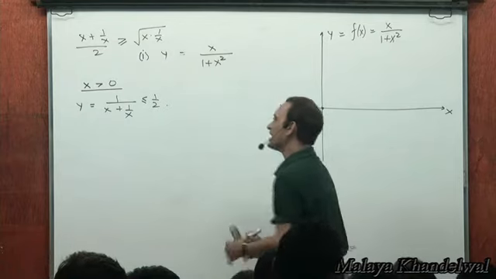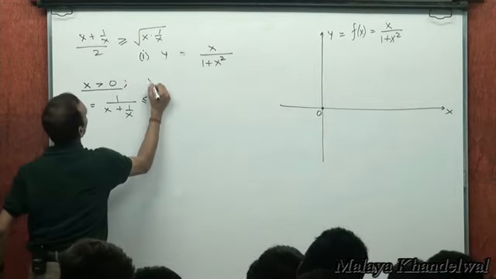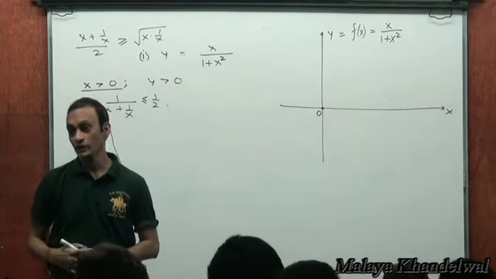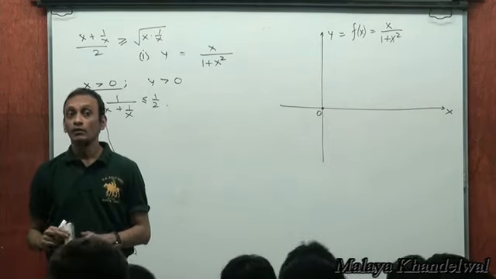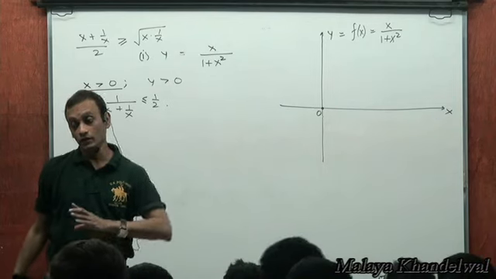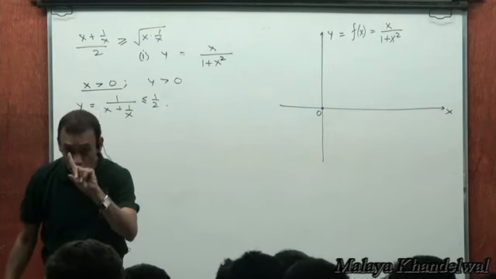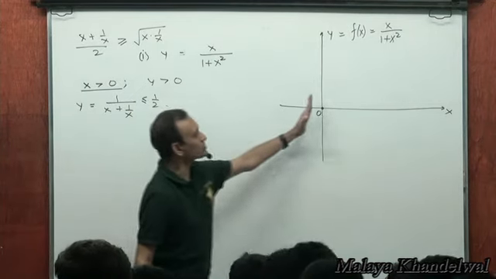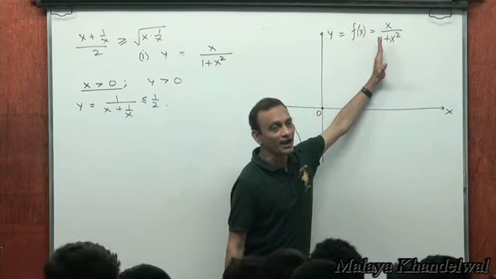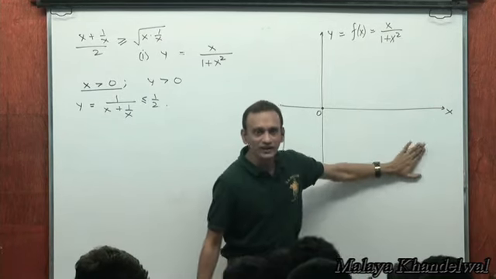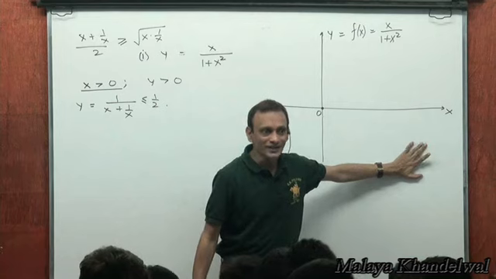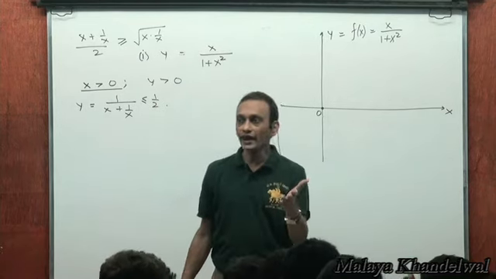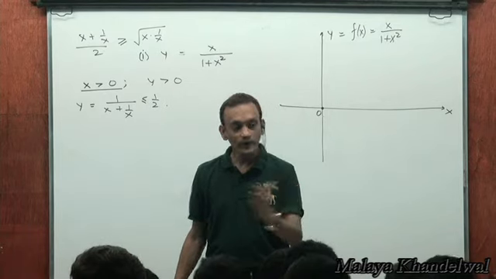And for x greater than 0, y will also be greater than 0. That means if the graph exists in the first quadrant, it will not exist in the fourth quadrant. For positive values of x, you are getting only positive values of y. Therefore, no part of the graph will exist in the fourth quadrant, because no positive value of x will give you a negative value of y. Right? Okay.